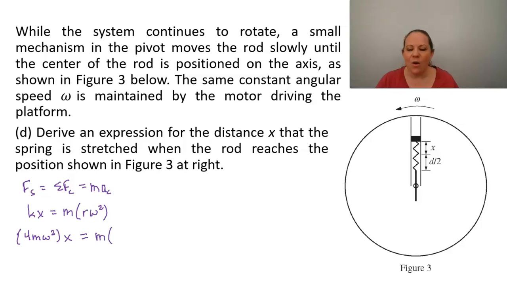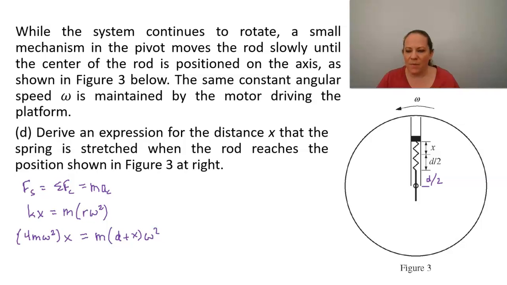And now that will be equal to m. Now we need to be careful about the radius of the block's path. So we have on our diagram over here, d over 2 is the amount of rod that's left, plus the d over 2 that was the original length of the spring, plus the x that is the stretch of the spring. So the radius of the block's path is going to be d plus x. And now we can multiply that by omega squared.